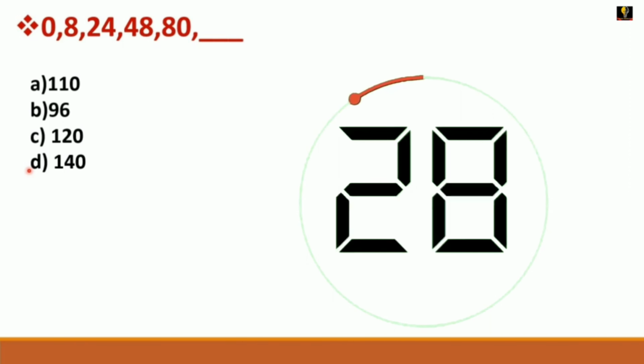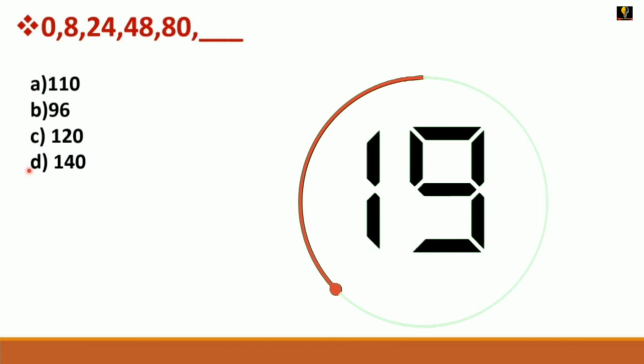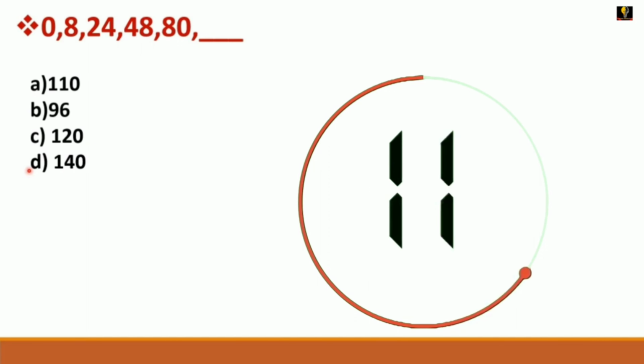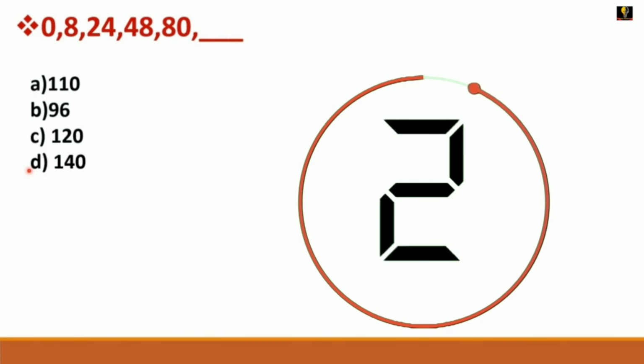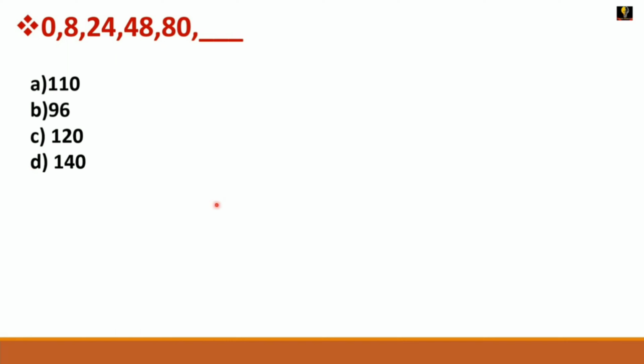Now the given series looks like this: 0, 8, 24, 48, 80, and find the next number to solve the series. The options will be given in the form of A, B, C and D. Now to solve the problem, first of all you should write the series 0, 8, 24, 48, 80 and your next number to complete the series.